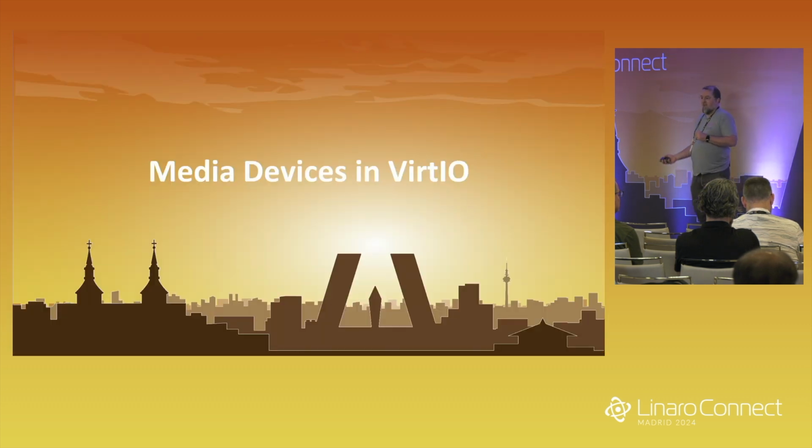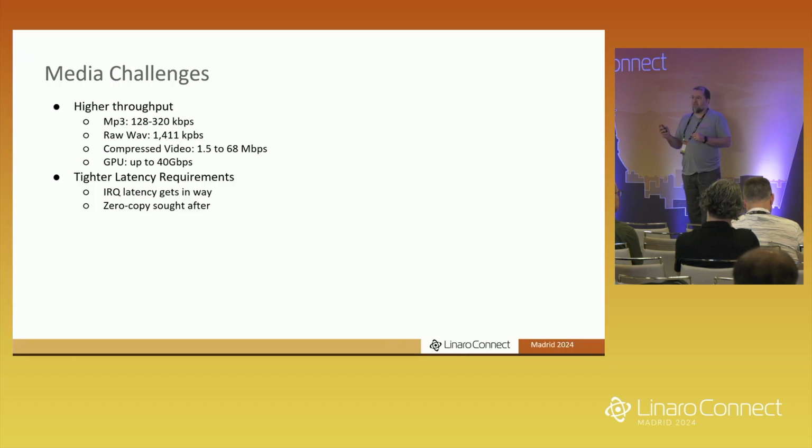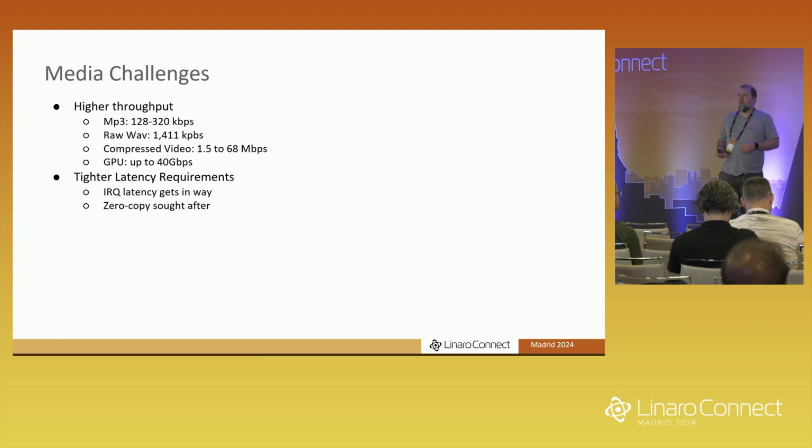Okay, let's talk a little bit about what media devices in VirtIO, what challenges they bring. So the principal ones, higher throughput. So MP3, for example, if you remember those, 128 to 320 kilobits a second. But the VirtIO sound device doesn't work in compressed audio, it works in raw wave data. So you're starting to up the amount of data that you're pushing through. So that's like 1.4 megabits. Compressed video can go even higher. If you're using a 4K UHD stream, that can go up to 68 megabits of data.